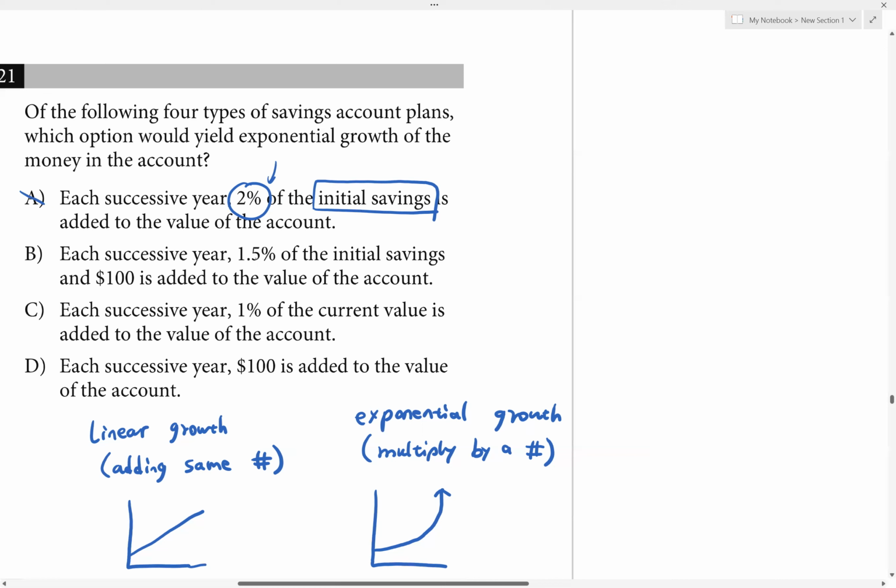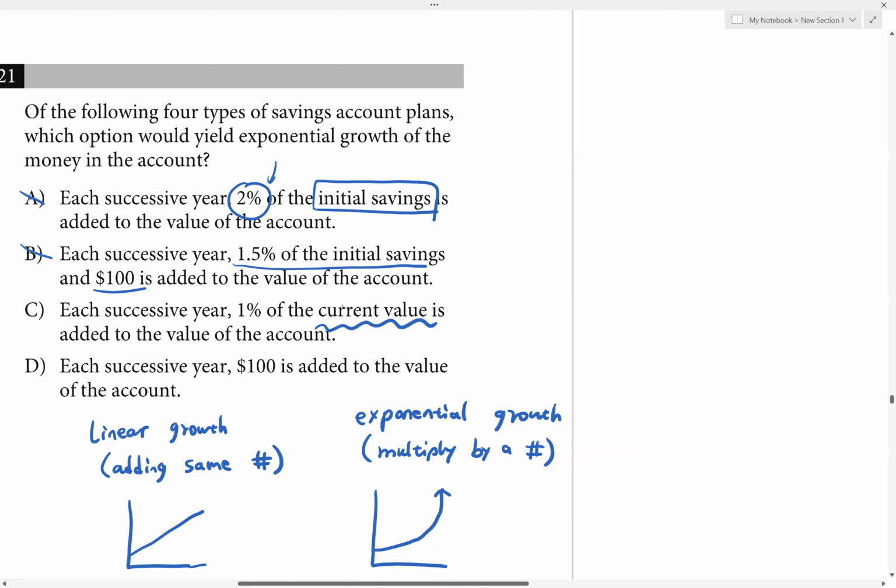The thing about B: B says 1.5% of the initial savings, so similar to A, this part is a constant amount. No matter how big or small it is, it's still a fixed number each time. And then we add another $100, and again, that's the same number, a fixed number. So that will be linear growth, not exponential.